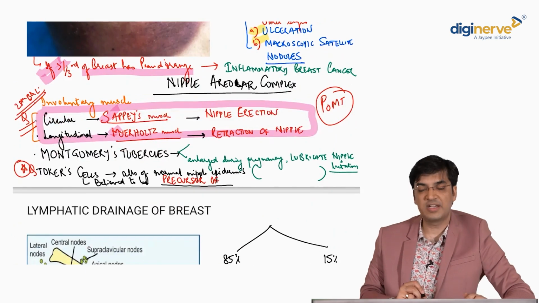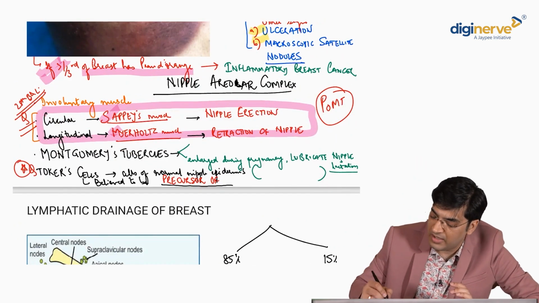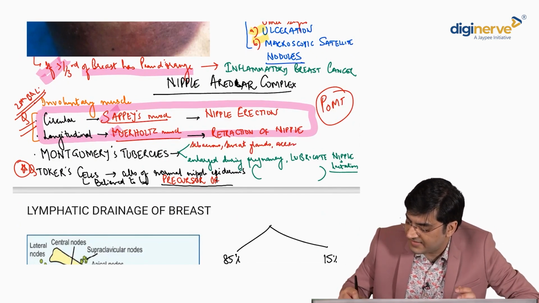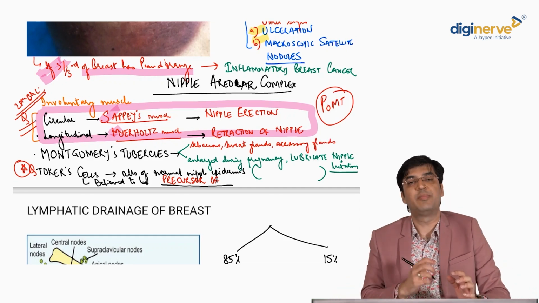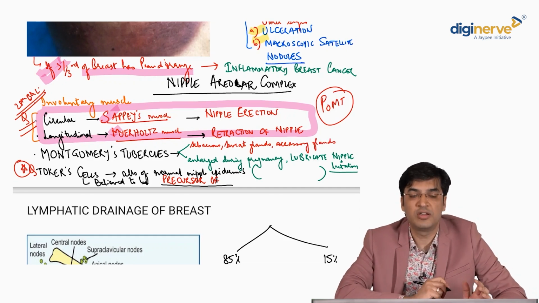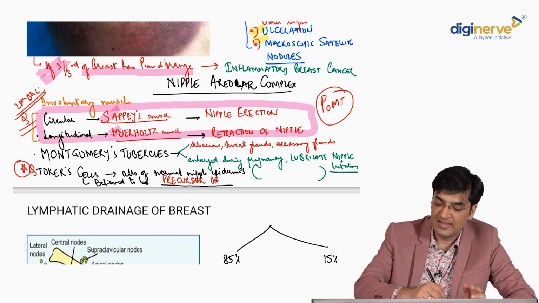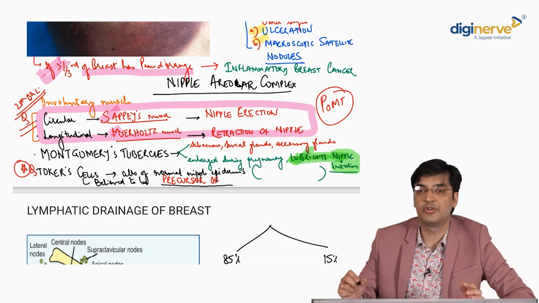Now, another structure that you need to know about is the Montgomery tubercles. It's a very famous thing: the sebaceous glands, sweat glands and accessory glands present in the region of the nipple become enlarged during pregnancy and are called Montgomery tubercles. One more point to remember is that they lubricate the nipple during lactation. This is the function of Montgomery tubercles, which you should also know.